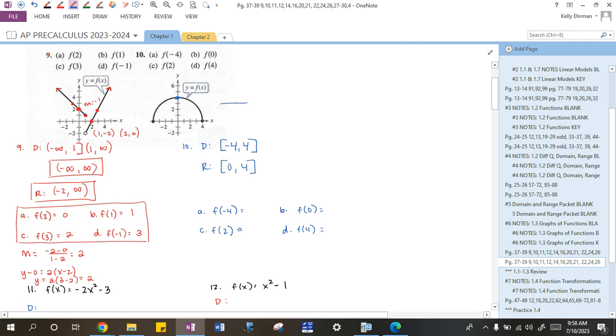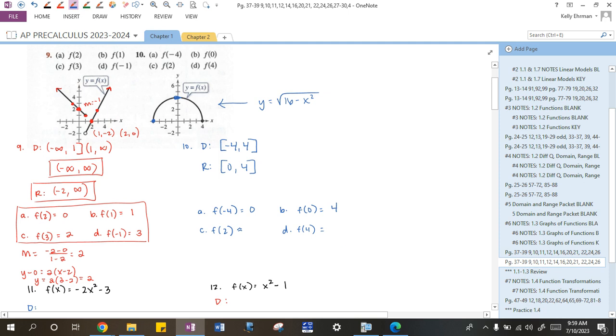So it looks to me like this is the square root of 16 minus x squared. I don't know that for sure. We're not told this is a perfect semicircle, but I'm just going to keep that in mind when I go to evaluate function values. I don't need an equation for f of -4. That's 0. F of 0 is 4.